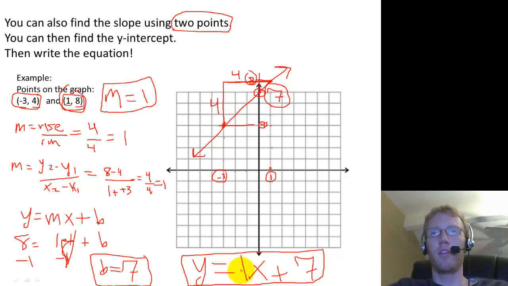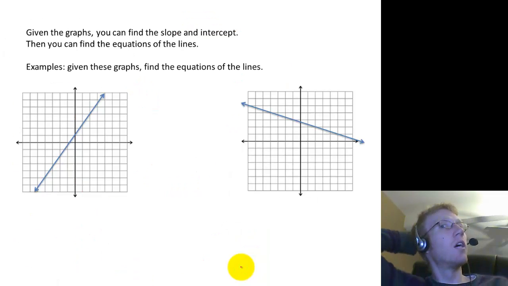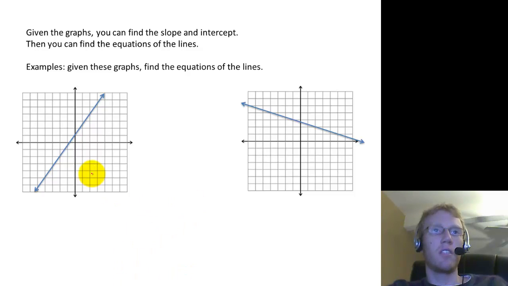You don't have to write the 1 in front if you don't want to, but if you want to, it makes it obvious that the slope is 1. But anytime you have a variable with no numbers in front, automatically there's a 1. Okay. Alternatively, if you're given the graphs, you can work backwards to figure out what the equation was.